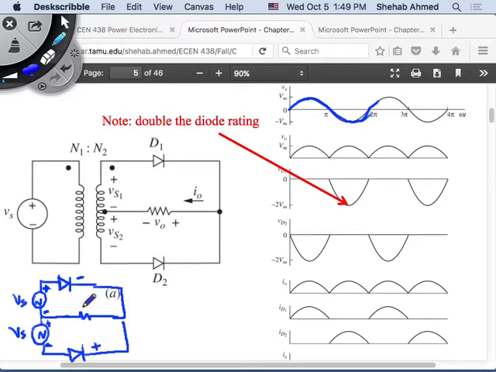So in the positive half cycle, which diode will conduct? The top diode conducts, the bottom diode is an open circuit. So if the top diode conducts and the bottom is an open circuit, what is the voltage across the diode?